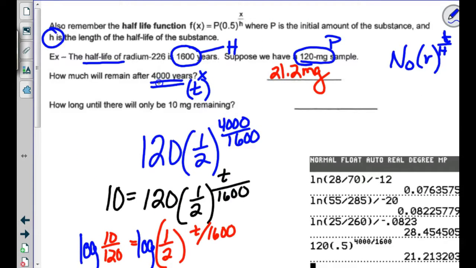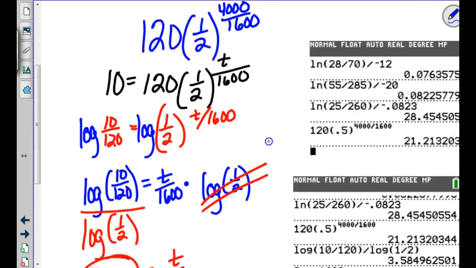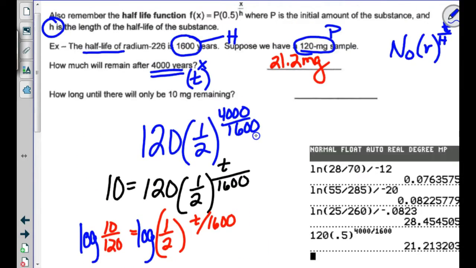After 4,000 years, there was 21.2 milligrams left. If we want to get down to 10, it's going to take more than 4,000 years, right? Just so we're clear on this. So does our answer make sense? What was our answer again? Somebody remind me. 5735 roughly. Okay. Oh, it was almost 36. Okay. Thank you. I couldn't remember.